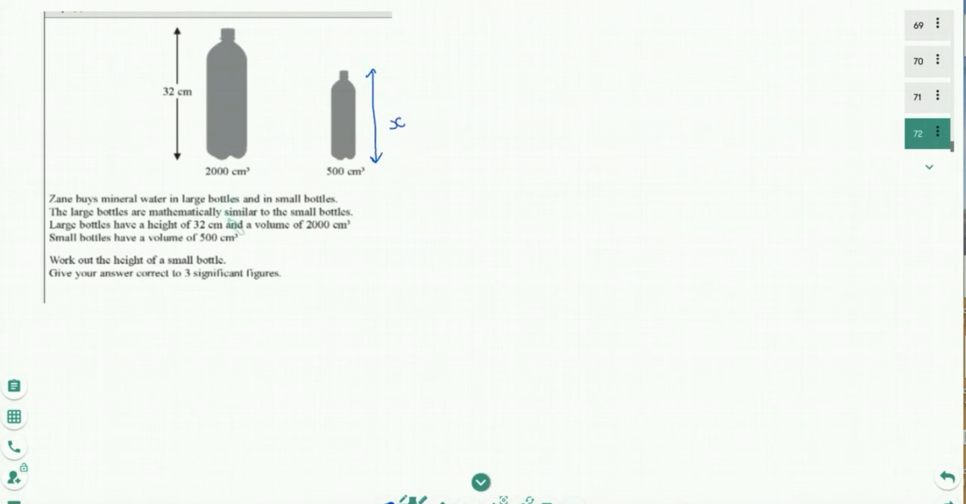Okay, and I know that these two shapes are similar. So straight away I'm thinking I've got to use scale factors. Well, in order to find x, I need to find the length scale factor. But how do I find this length scale factor? Well, actually, I know both volumes in this question. So why don't we find the volume scale factor? Because we have both volumes.